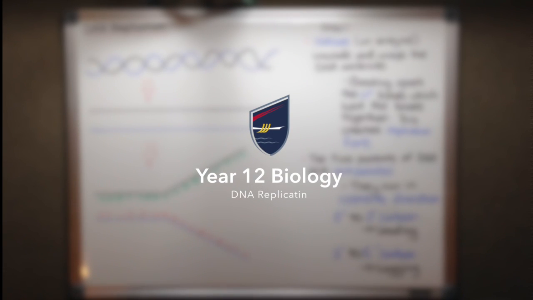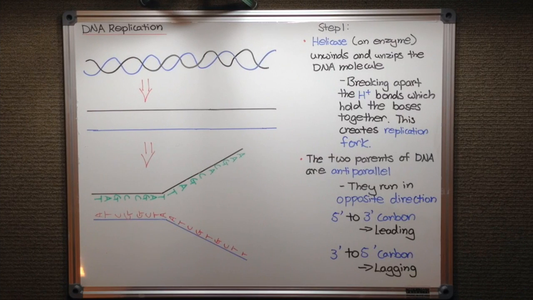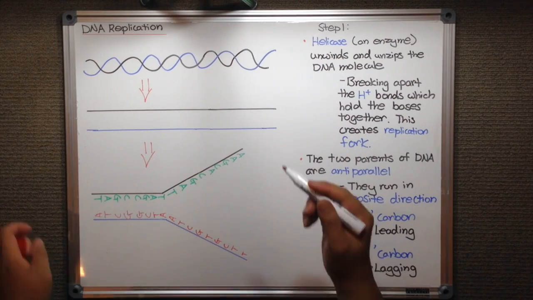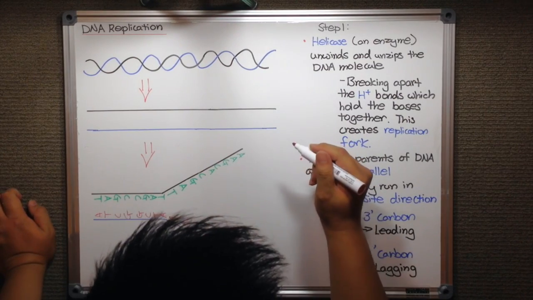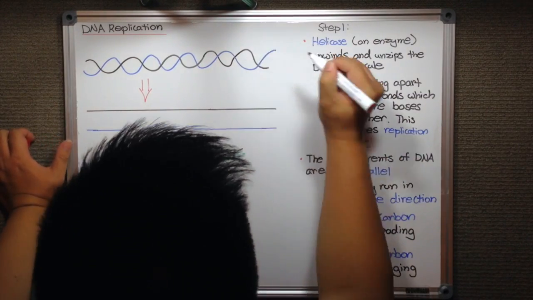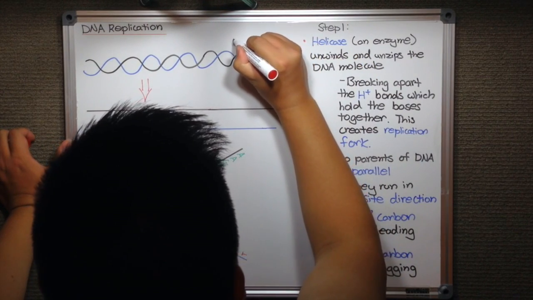Hey guys, we're going to go through DNA replication, and the first step is helicase unwinds and unzips the DNA molecule. So if you have a look over here, this is our twisted ladder, our double helix.